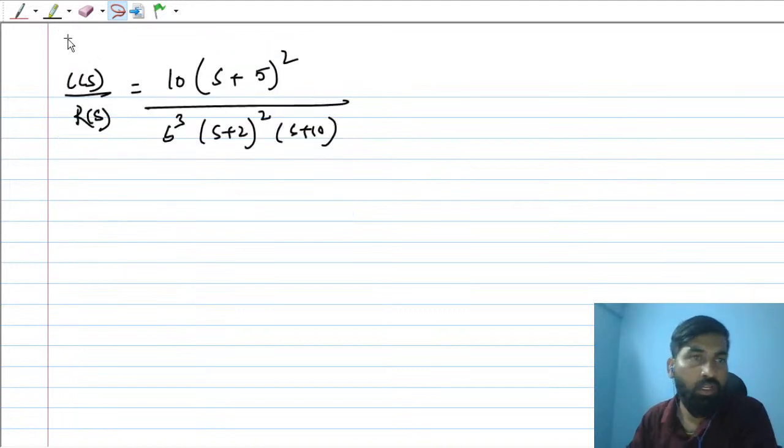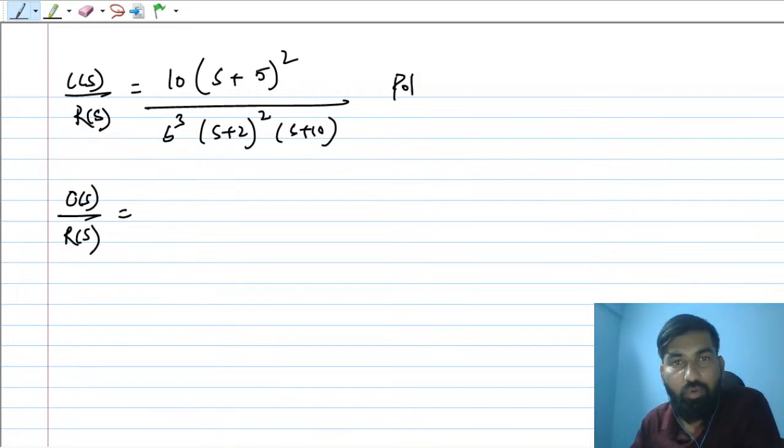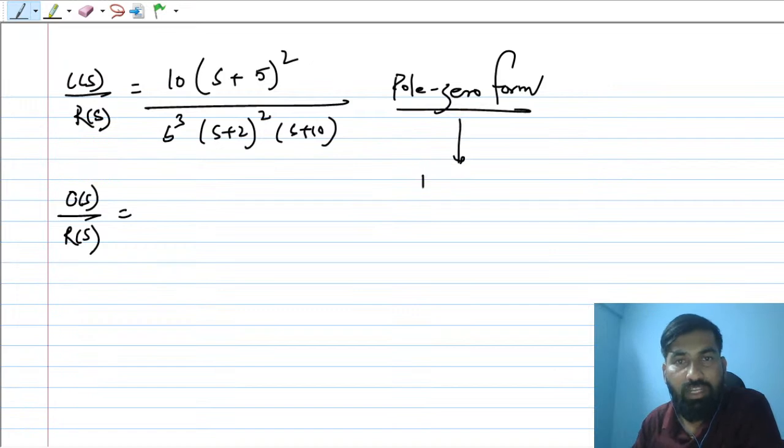Let me convert into time constant form. In time constant form, each factor should be of the form tau s plus 1. So we have to take 5 common from the numerator, 5 square, and similarly from the denominator factors. So C(s) by R(s) is given in pole-zero form, and now you have to convert it into time constant form.